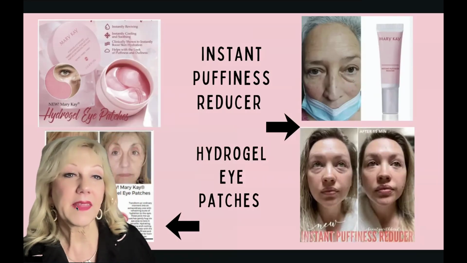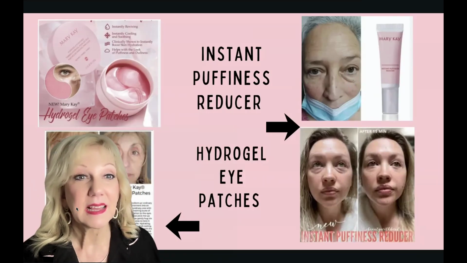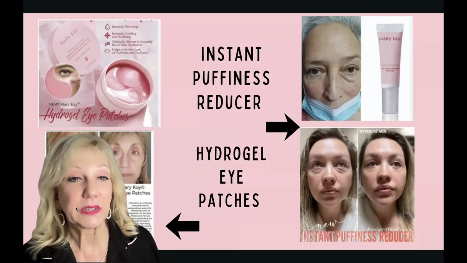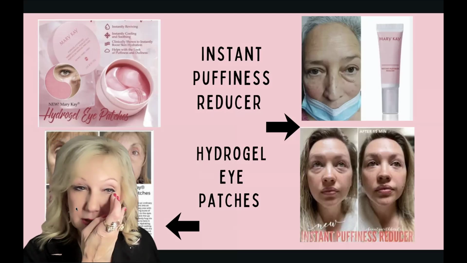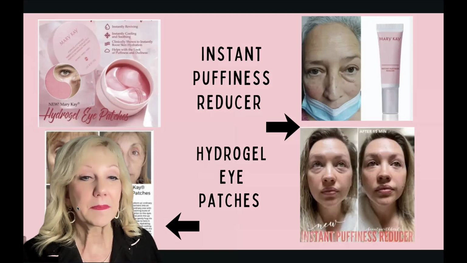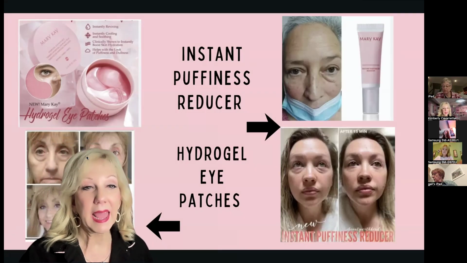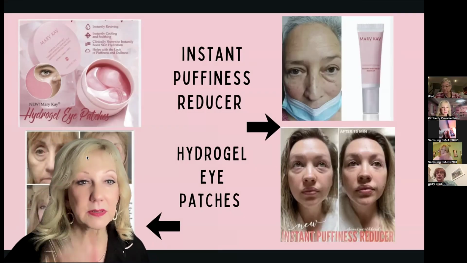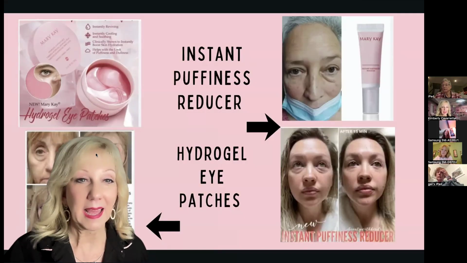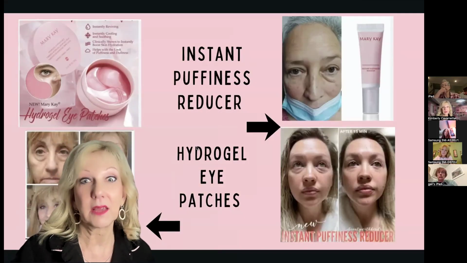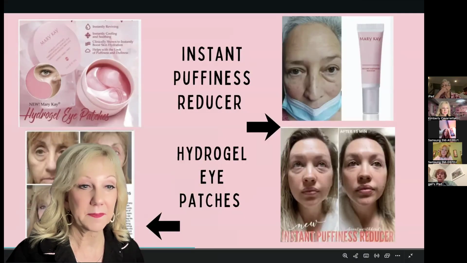There we go. Okay, and then this is the hydrogel eye patches. This is pretty instantaneous too. I love this one because I love the hydration under my eyes. And you want to put these on for like 20 minutes. So you wake up in the morning and you pour your coffee and you put those on, do your little Bible study, and you come out looking way younger and more rested.